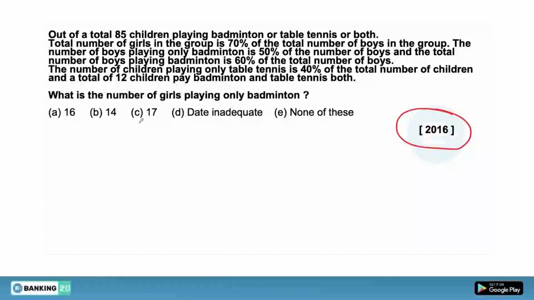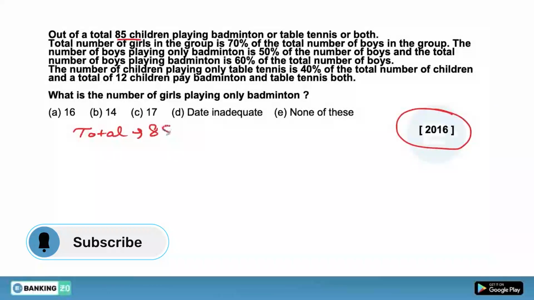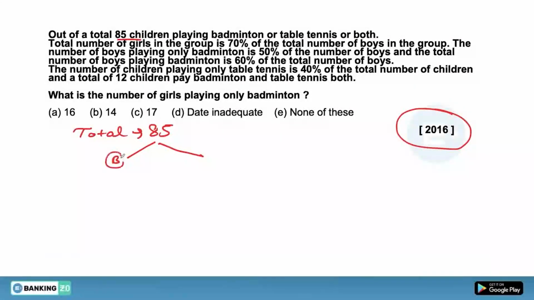So what is the first condition given? We are told that out of 85 children playing badminton or TT or both, the total number of girls in the group is 75% of the total number of boys in that group. So the total number of children is 85. Now we are told that the total number of girls in the group was 70% of the total number of boys. So let's take the number of boys to be 50. That means the number of girls would be 85 minus 50, that is 35.